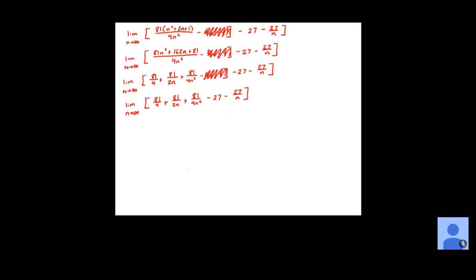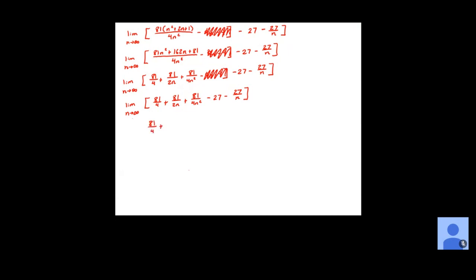All right. Now that I've caught my mistake, are there any questions about the steps that got us here? All right, now we can evaluate our limit because we can just go term by term and think about what each of these limits is. What's the limit as n approaches infinity of 81 over 4? 81 over 4, right? It's a constant.